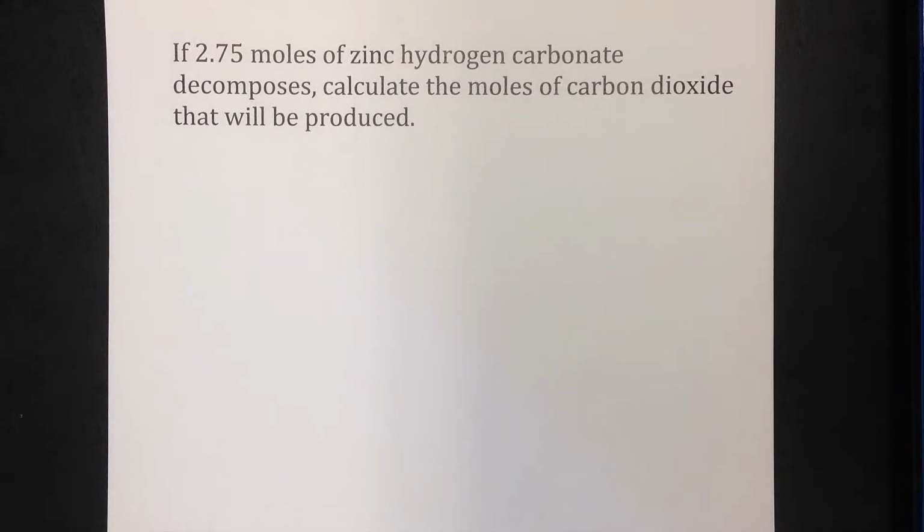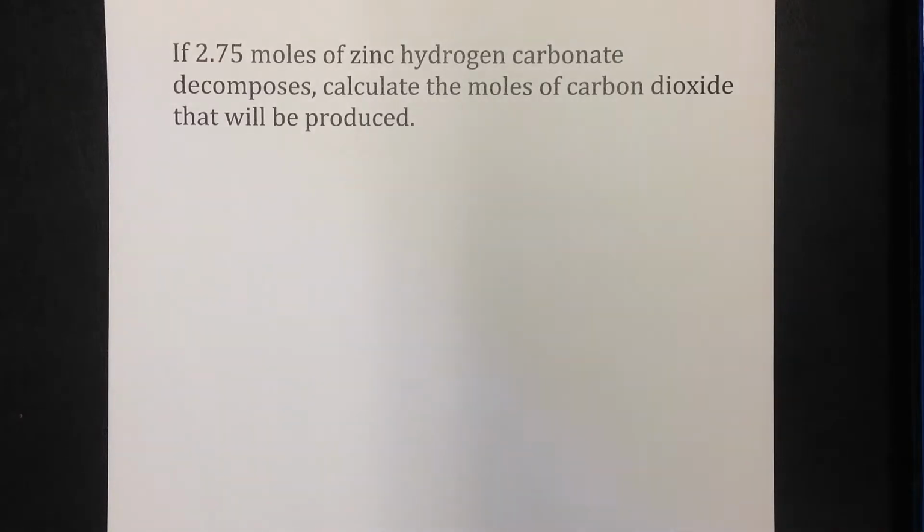So the problem says, if 2.75 moles of zinc hydrogen carbonate decomposes, calculate the moles of carbon dioxide that will be produced. So honestly, the first thing I notice here is they gave me zinc hydrogen carbonate and they're asking me for moles of carbon dioxide. So I've kind of already just identified what they gave me and what they want.